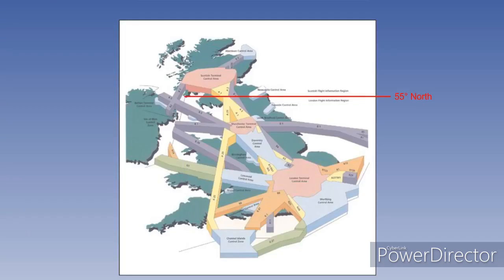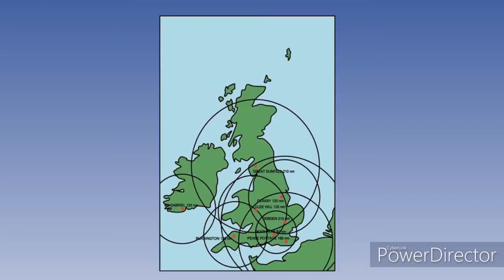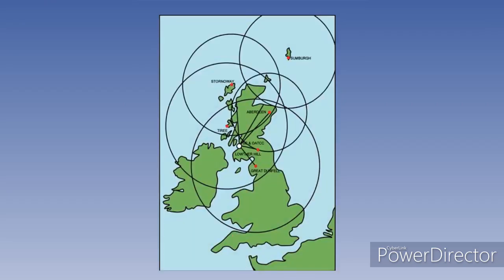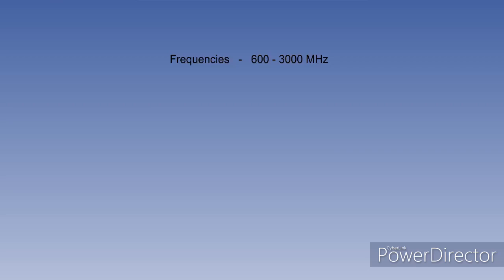The UK is divided into two regions, the London Area Control Centre and the Scottish Area Control Centre. The boundary is at 55 degrees north. Each centre uses a network of widely dispersed radars to improve coverage. This is the London Centre, and this is the Scottish Centre. Frequencies range between 600 and 3000 MHz in order to avoid weather attenuation over long ranges. A frequency of 3000 MHz would give a wavelength of 10 centimeters.